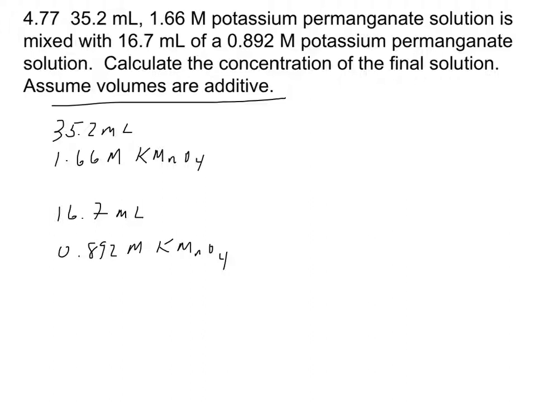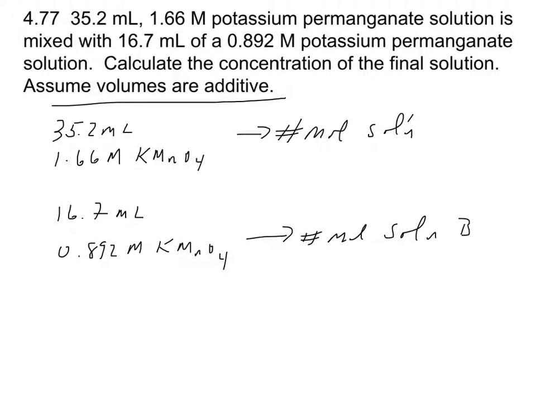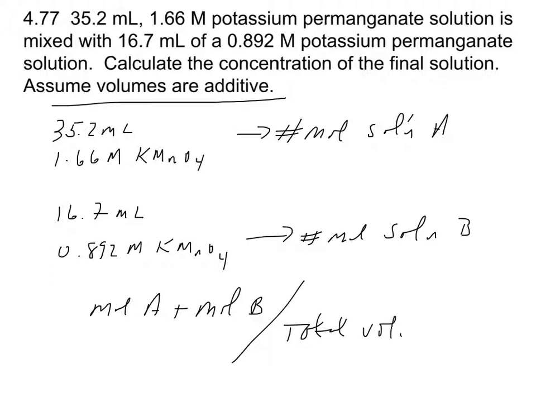So, here is the process. We're going to find the number of moles of solution A. And we're going to find the number of moles of solution B. So I'm going to add moles of A plus moles of solution B, and then divide by the total volume. That's going to give me my new final molarity.